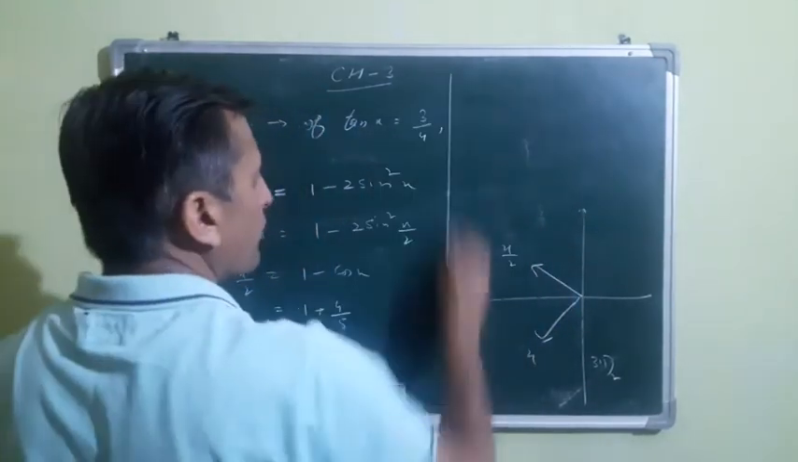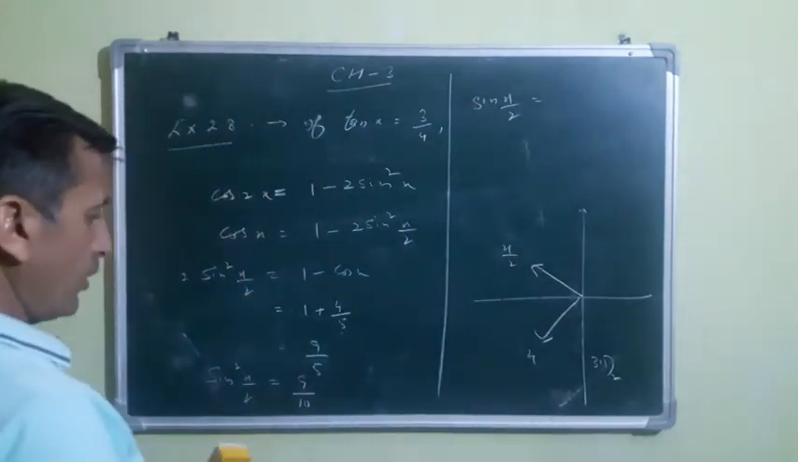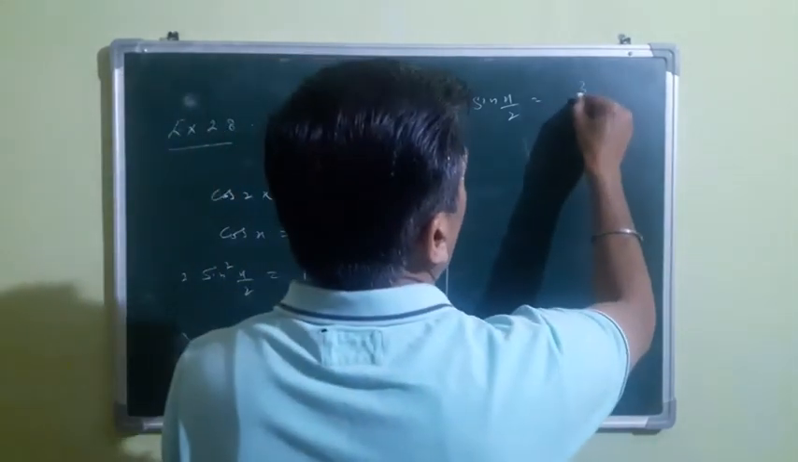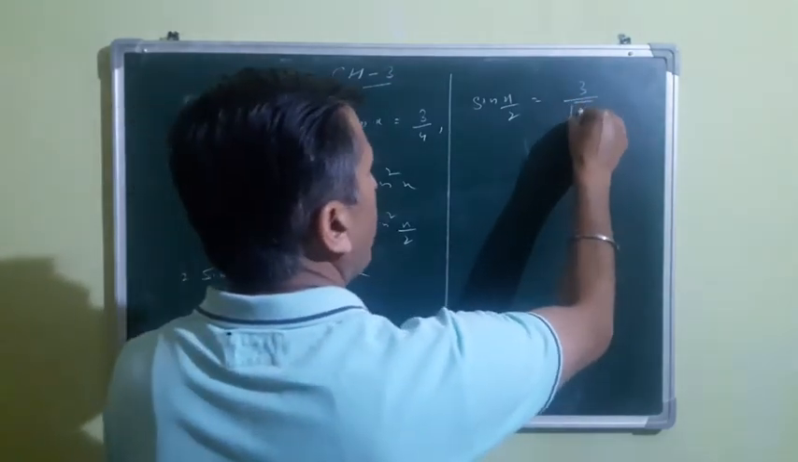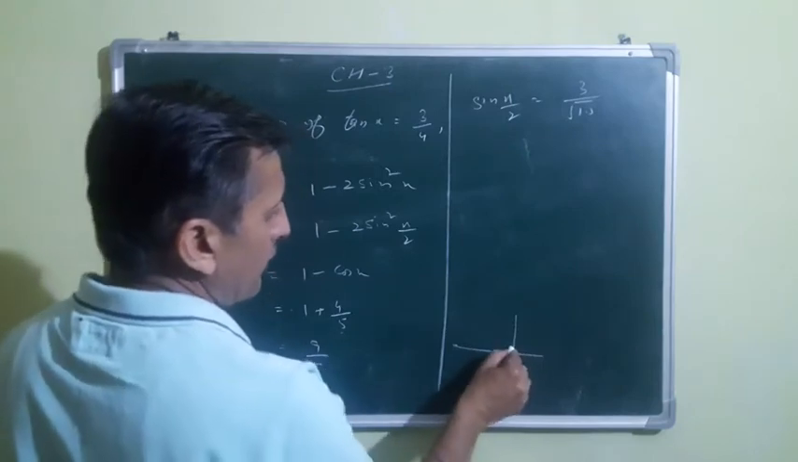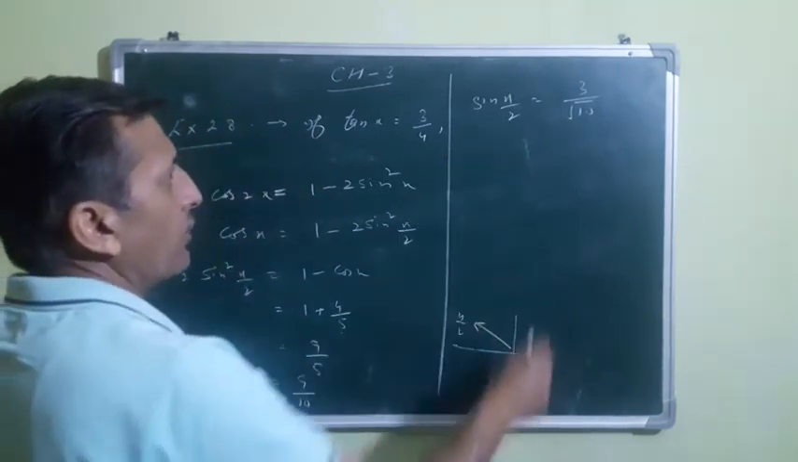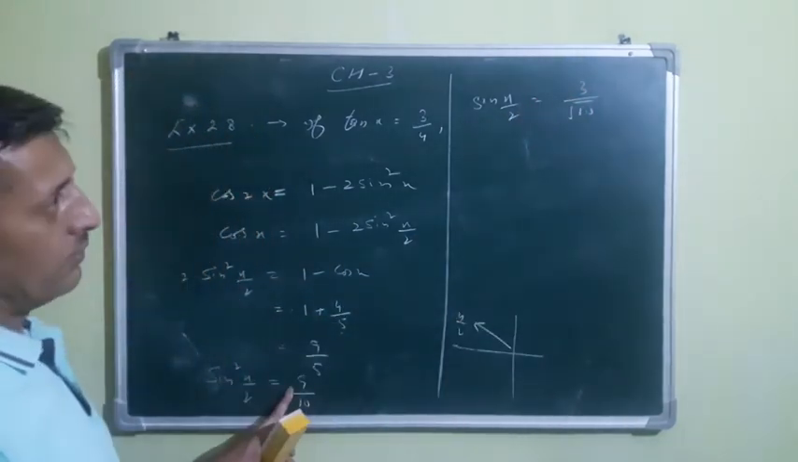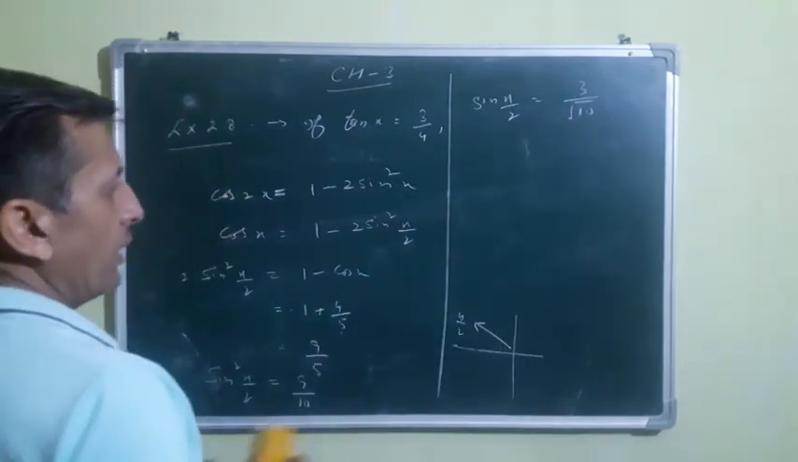So sin of x by 2 is equal to the under root of 9 by 10, so under root of 9 is 3, and under root of 10. But x by 2 lies in the second quadrant, and in the second quadrant sin is positive, so that's why I'm taking only the positive value, because due to the square there will be a sign of plus minus, but I am taking the positive. This is sin x by 2.